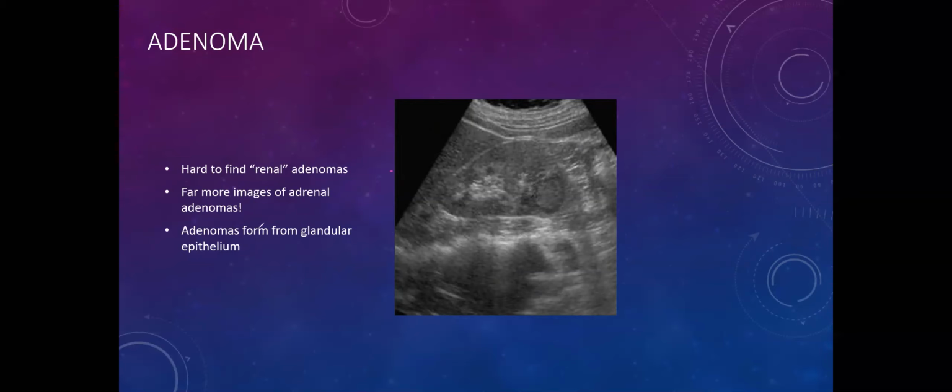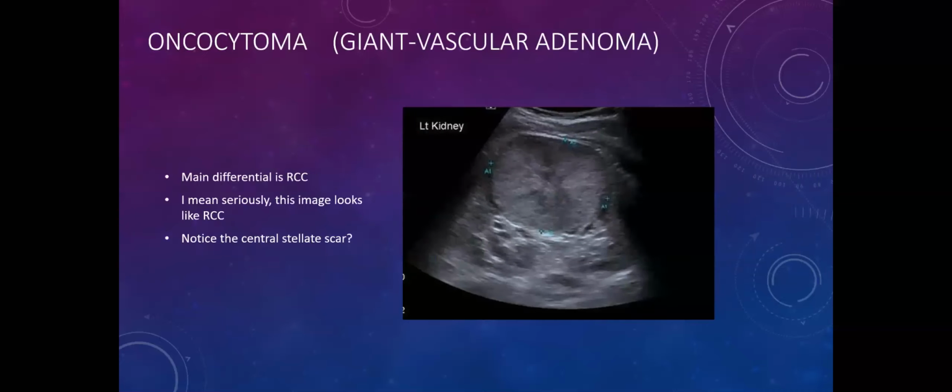Adenomas in general form from glandular epithelium. Oncocytomas, basically a giant vascular adenoma. These guys are benign, although they don't look benign. Main differential diagnosis is renal cell carcinoma. This looks like carcinoma. This just looks like a big old cancerous tumor. And notice this central stellate scar.